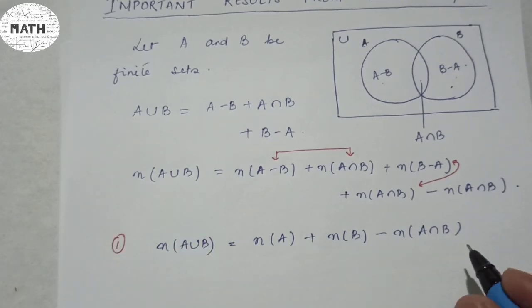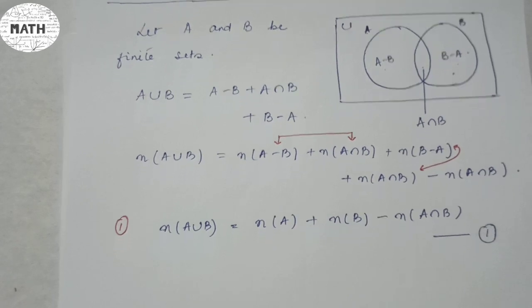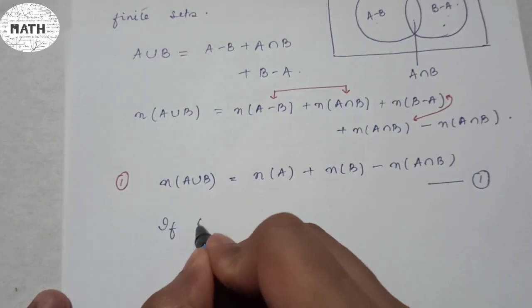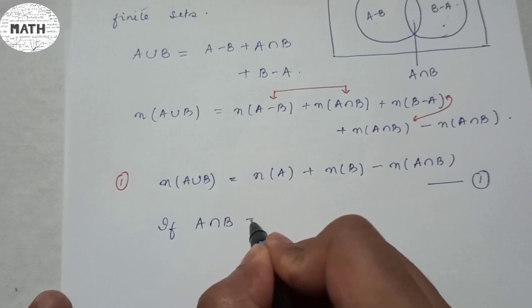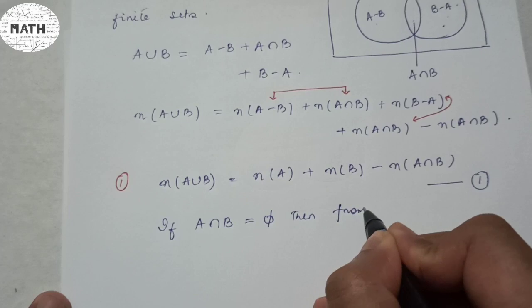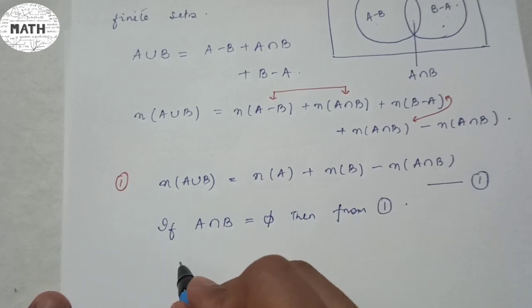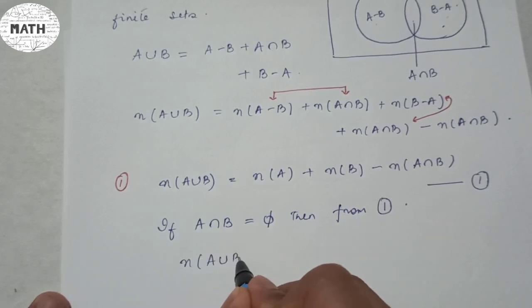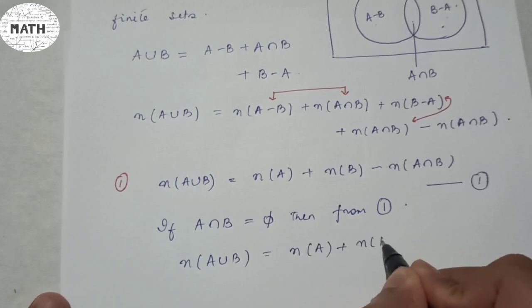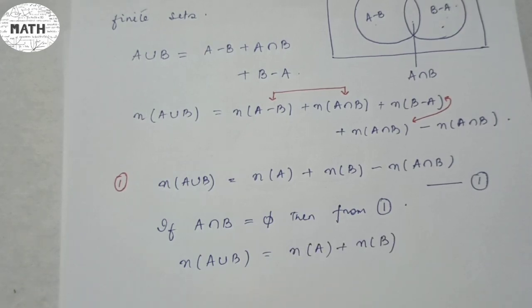By the way, proving the formula is not important. Actually, the formula is important, okay? So don't worry about it. Let me give this one to be question number 1. Again, if your A intersection B happens to be 5, then from 1, I can say that n of A union B is equal to n of A plus n of B, which is again formula number 2.